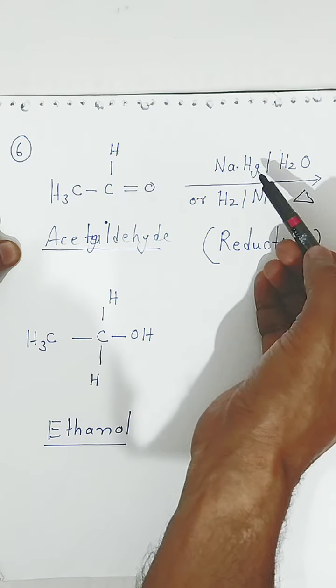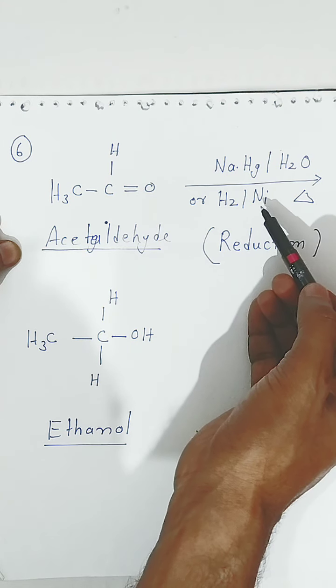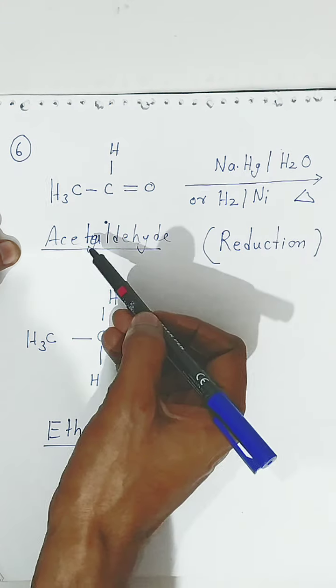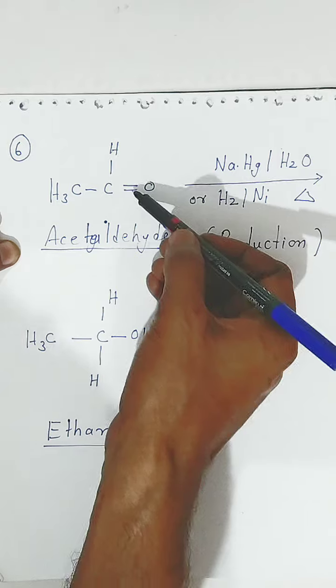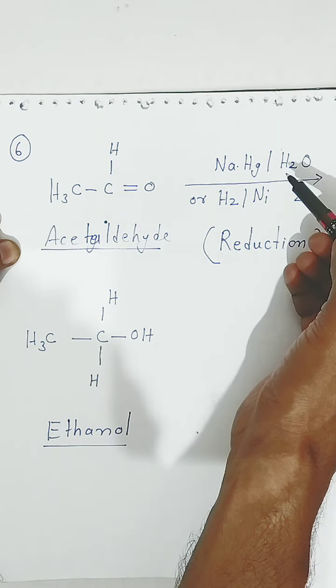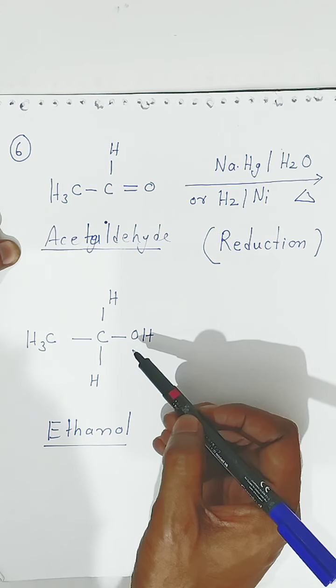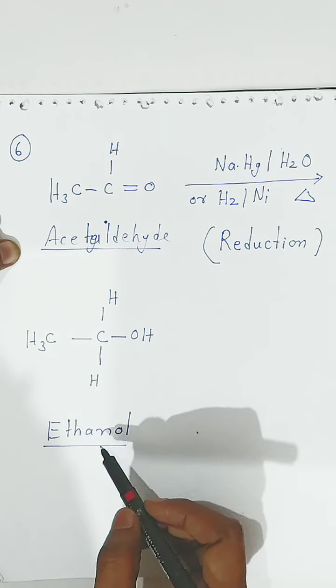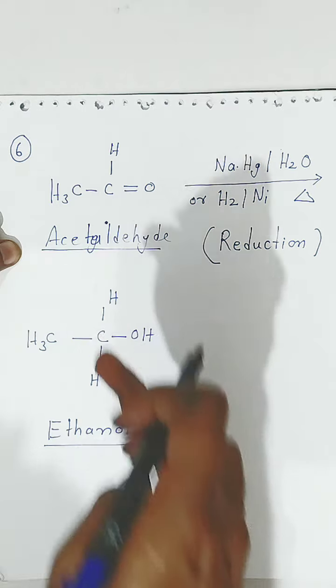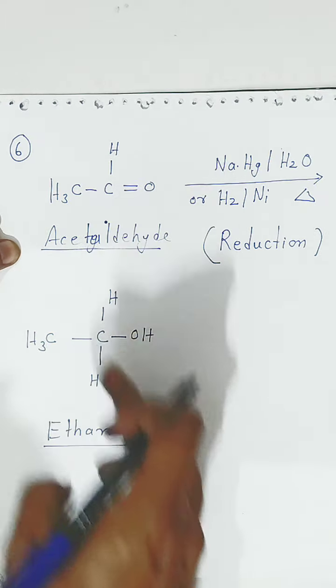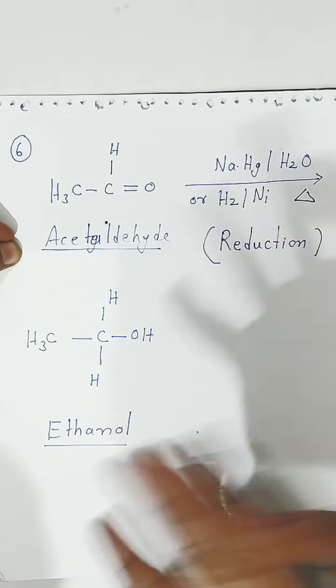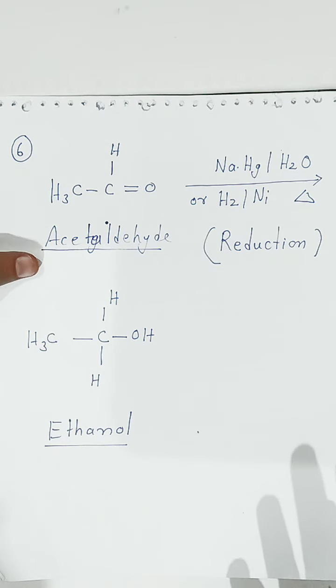Suppose you do not have sodium amalgam, you can use hydrogen in the presence of nickel. You just heat it. This acetaldehyde is again reduced. That means the double bond is converted to a single bond and there is addition of hydrogen. This addition of hydrogen is the reduction of acetaldehyde into ethanol. How important is this reaction, students? Acetaldehyde is converted into alcohol, which is very important.